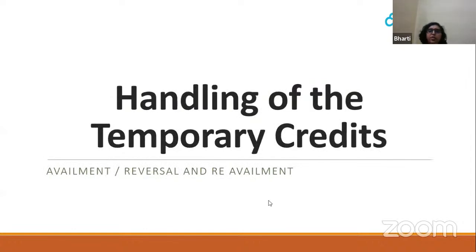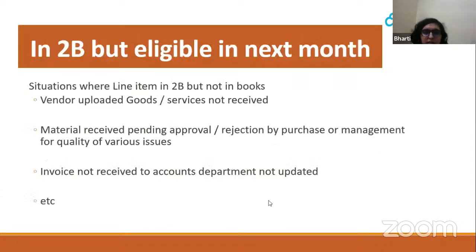Okay, now handling of temporary credits, to be eligible in next month in GSTR. There are some situations wherein you temporarily reverse your ITC. Such situations may include the vendor has given the goods supply, but you have not received them. So without receiving the goods, you do not want to claim the ITC. So you give a temporary reversal and report it in 4B2. Material received, but pending approval or rejection by purchase or management for quality or various issues.